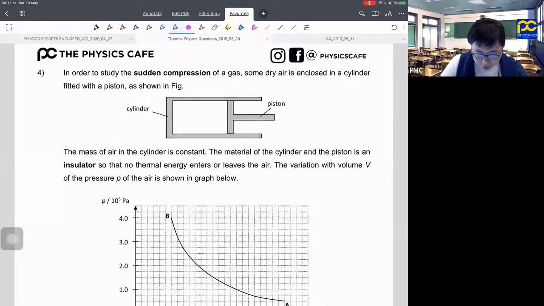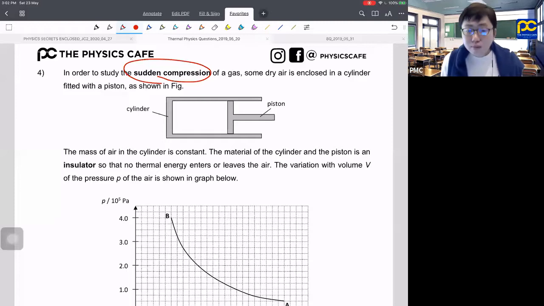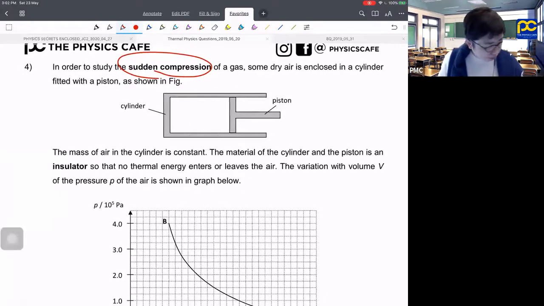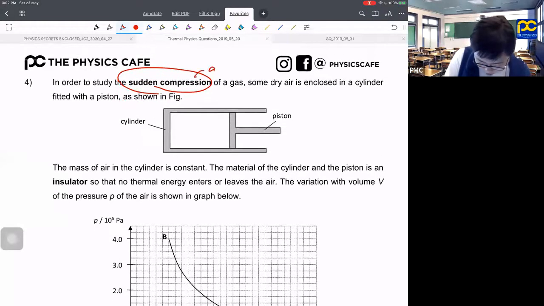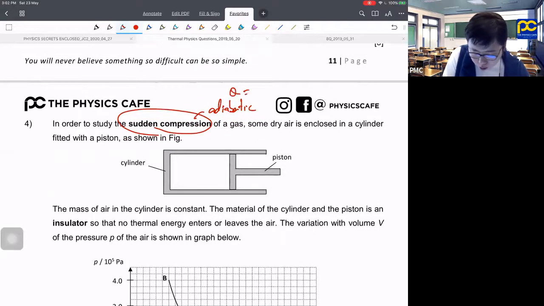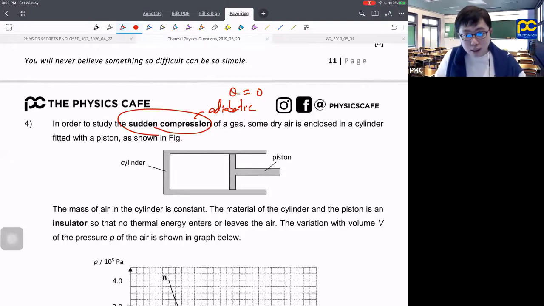Question 4. When you see the words sudden compression in an exam, what does this tell you? Adiabatic process. Are you implying that the heat transfer, Q, is equal to 0? For a 1 mark question, why do you think that sudden compression of a gas is actually associated with no heat transfer? State why.